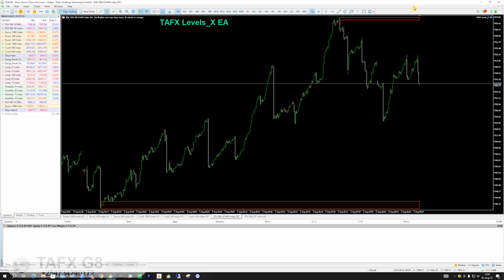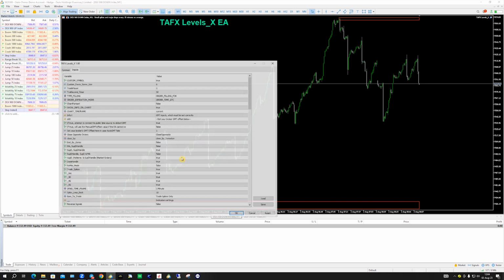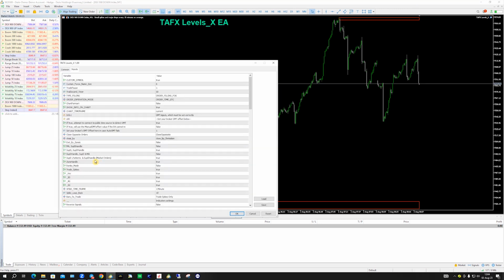Let us double click here. You can see we have these trade spikes. We have activated them into true. So this tells you this is a universal EA. If you activate here into true, you don't need to do that because you already have the template, but it is good to show you why it can trade spikes.